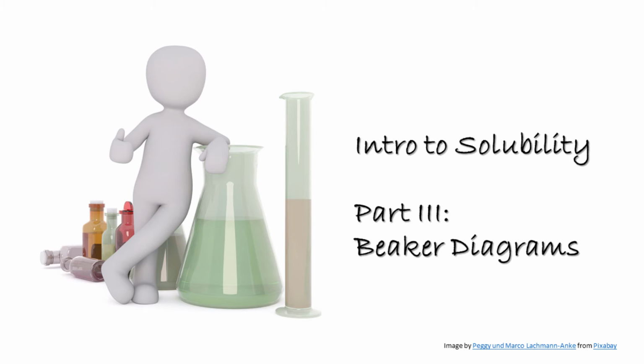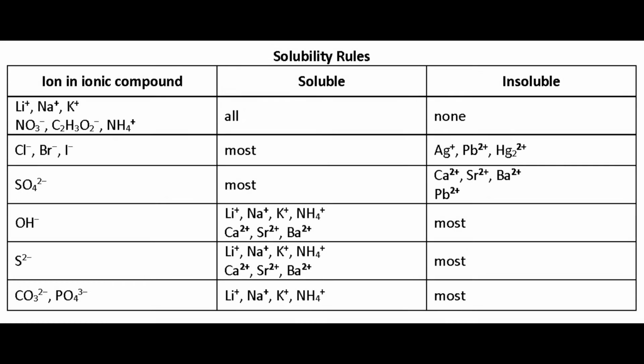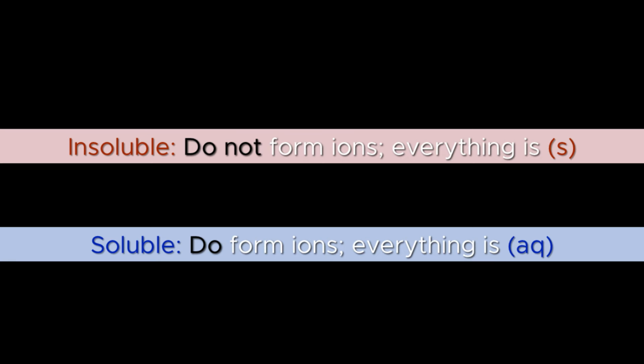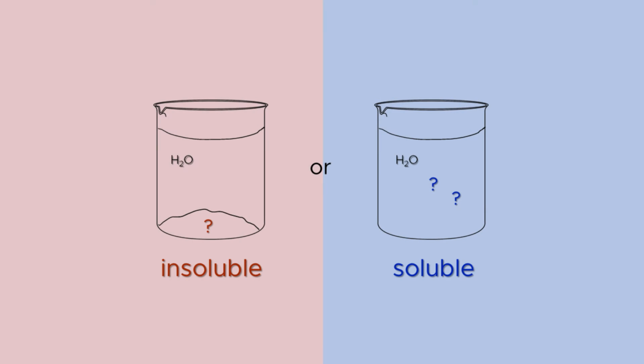Here we are, part 3 of our trilogy on Intro to Solubility. In part 1, we looked at how to use solubility rules to predict and justify if an ionic compound is soluble in water. In part 2, we learned how to write a balanced chemical equation to reflect this solubility prediction. Here in our third and final part, we'll learn how to sketch a Beaker diagram showing which substances are present after the compound is placed in water.